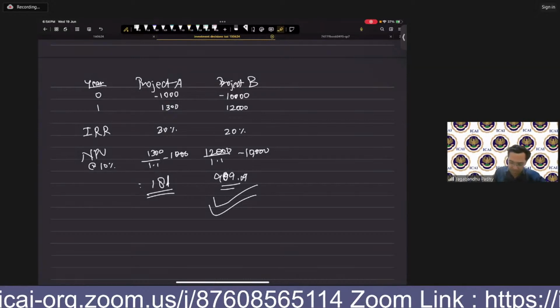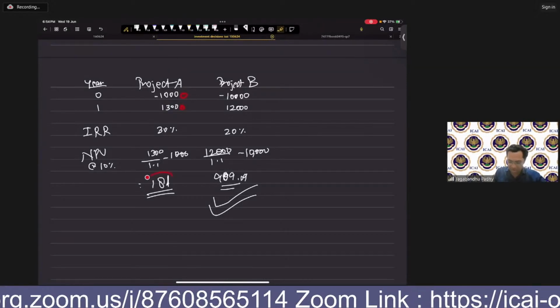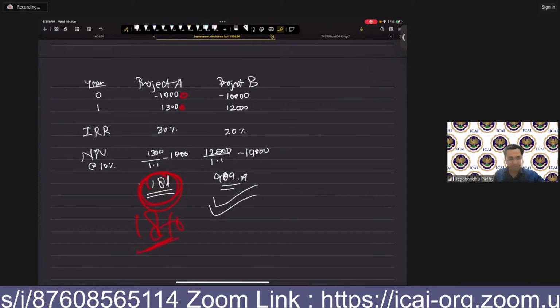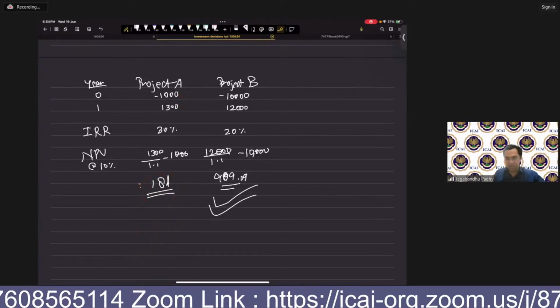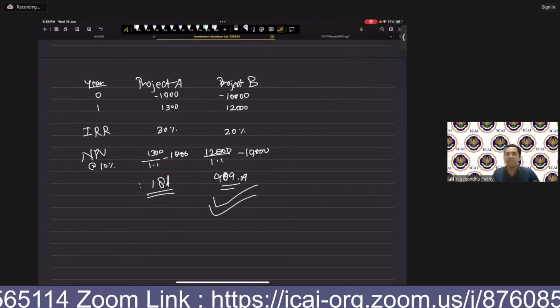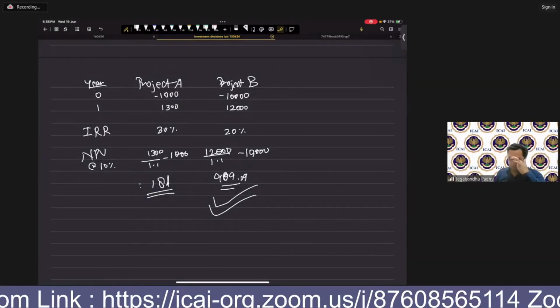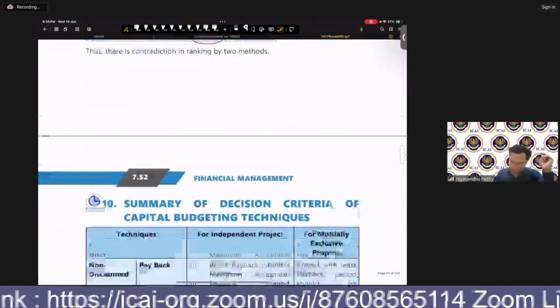Had it been a case where this is also 10,000 and this is also 13,000, of course our NPV would also be 1,810, and that would also be a higher figure. But here the disparity comes because the size is different for both the projects. Okay, fine.